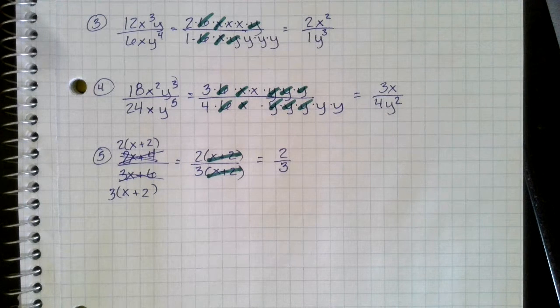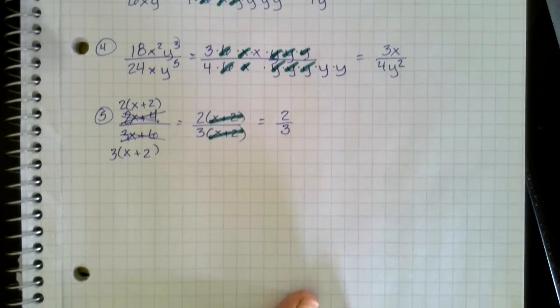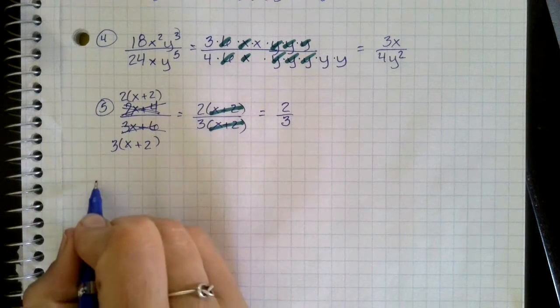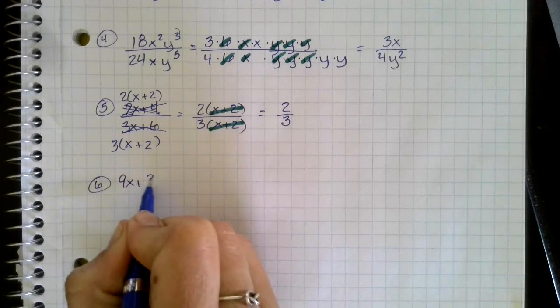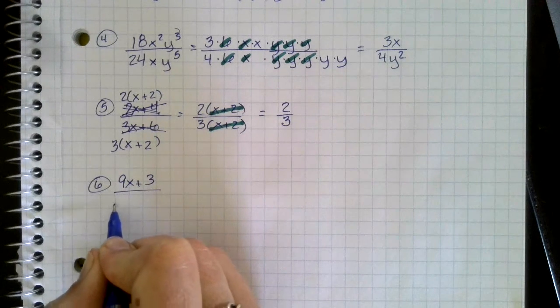Okay, now there are some things that I'll get into in the next video that talk about values where your function, the domain, doesn't exist. And technically, we would have to say 2/3 as long as x is not equal to -2. But I'll get into that in the next video. For now, I just want you to practice with the factoring and the simplifying. So here's another one. Again, go ahead and pause and give this one a try.